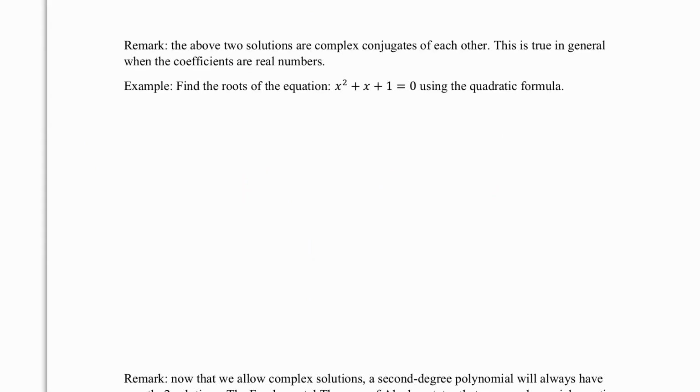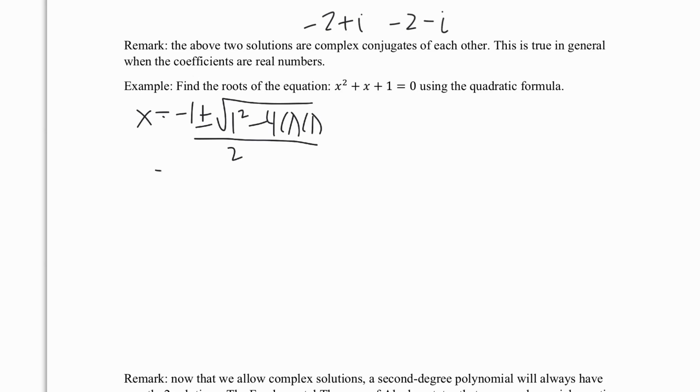Now, the above two solutions are actually complex conjugates of each other, right? We had negative 2 plus i and negative 2 minus i. Those are conjugates of each other because, well, you just change the sign. And this is true in general when the coefficients are real numbers. It's kind of a neat little fact. So let's find the roots of this equation using the quadratic formula, and let's see if they end up being complex conjugates. So we're going to do x equals negative b plus or minus the square root of b squared minus 4ac all over 2a.